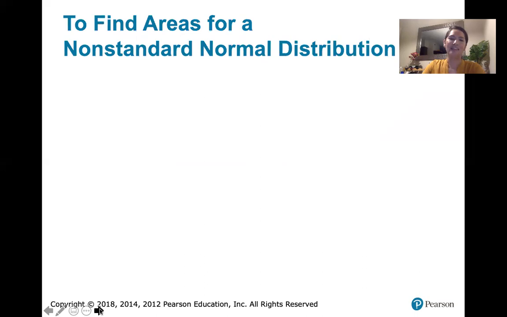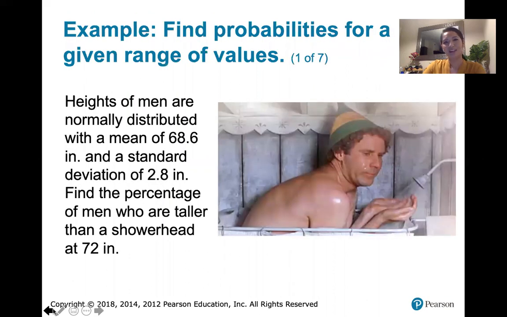Okay, so in order to answer this question, we are going to need to find areas corresponding to a range of x values. Now, if you're looking at this and you're saying, how do you know that I was supposed to find an area? Well, notice what the question says. It says, find the percentage of men who are taller than a shower head at 72 inches. So they're saying that the men are more than 72 inches tall. So they're giving us a range of those heights, and we're asked for a percentage or a proportion or a probability. So that means we want areas under the curve.